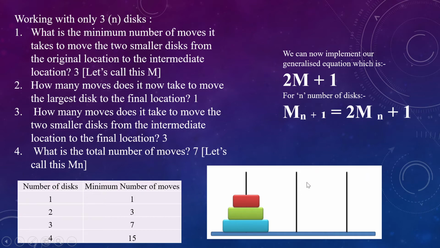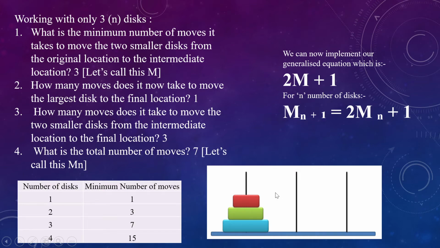This is the minimum number of moves it takes to move the two smaller discs from the original location to the intermediate location when you have only three discs. There are only three moves. That's the minimum number of moves, and let's call this M. How many moves does it take to move the largest disk to the final location, which is what we want at the end? We want the blue disk to be on the bottom of the third rod. It only takes one move because we have the two smaller disks in the intermediate location. And how many moves does it take to move the two smaller disks from the intermediate to the third one? I think you all can guess. It takes three moves, the same as what we did initially.